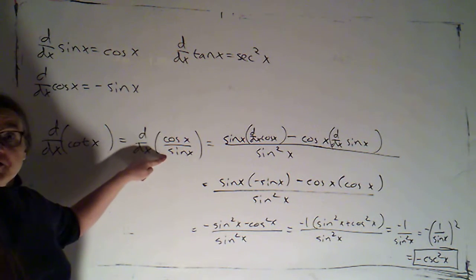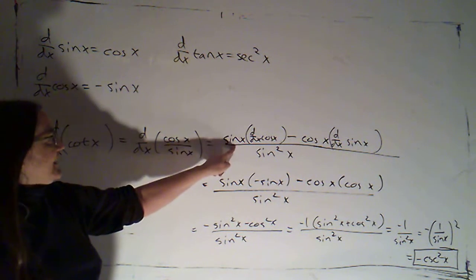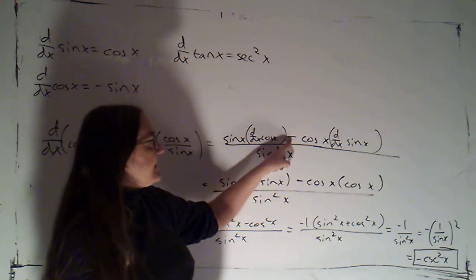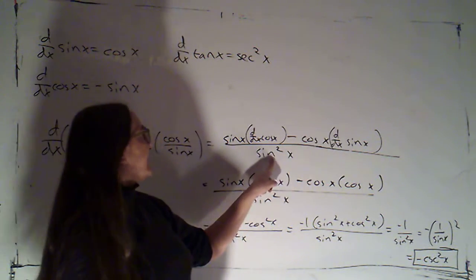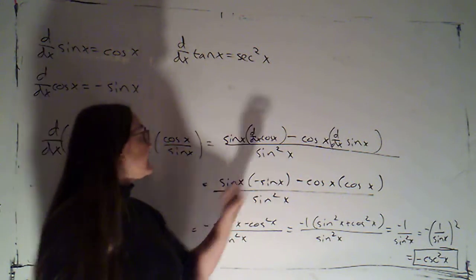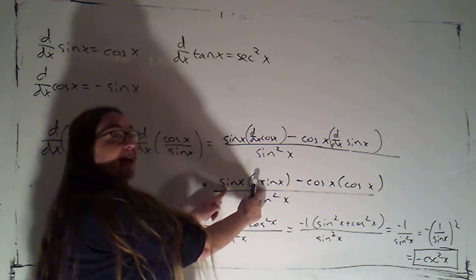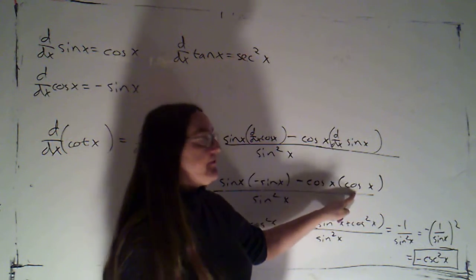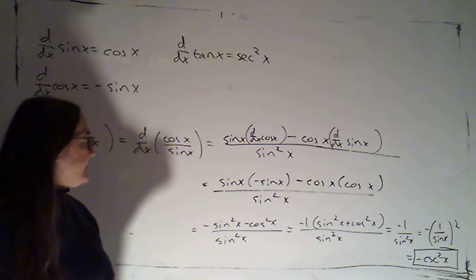Cotangent is cosine over sine. So again, we can use the quotient rule. So we get sine x times the derivative of cosine, minus the high-low, which is cosine times the derivative of sine, over the bottom squared, which is sine squared x. We get sine x, the derivative of cosine is negative sine, minus cosine x, and then the derivative of sine is another factor of cosine of x, over sine squared x.